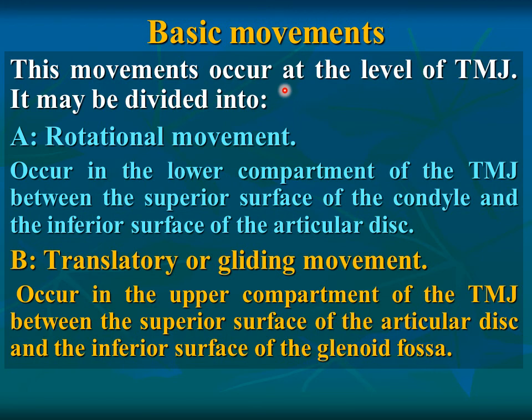For the rotation and translation movement, or the basic movement of the mandible that occurs at the level of the TM joint, the rotational movement occurs in the lower compartment of the TM joint between the superior surface of the condyle and the inferior surface of the articular disc, whereas the translatory or gliding movement occurs in the upper compartment of the TM joint. As we mentioned before, the TM joint is a unique joint in the body that has two compartments separated by the articular disc, so the translatory or gliding movement occurs in the upper compartment, between the superior surface of the articular disc and the inferior surface of the glenoid fossa.